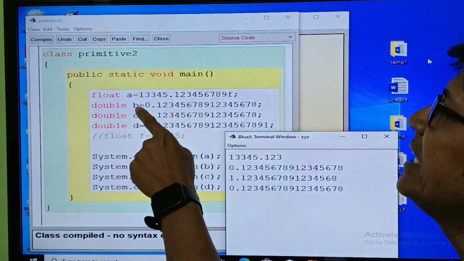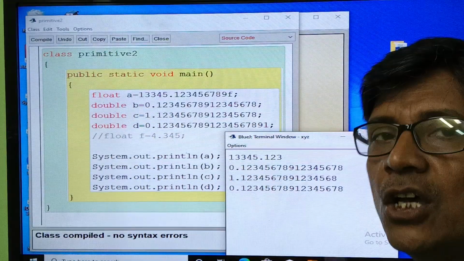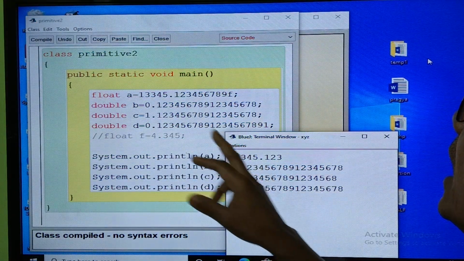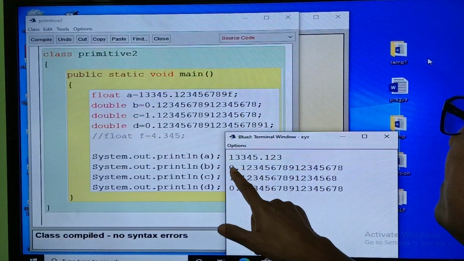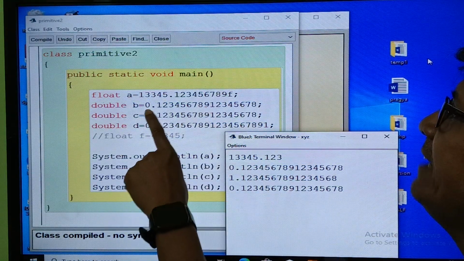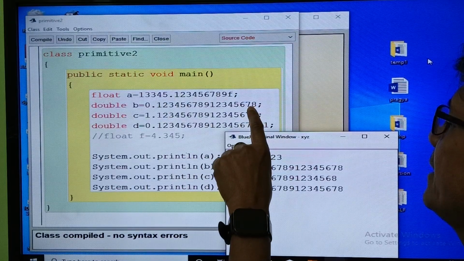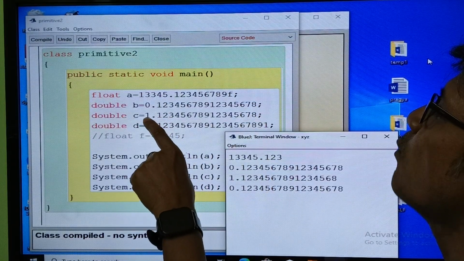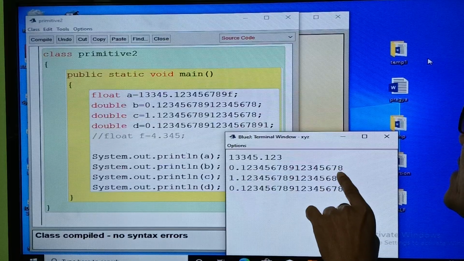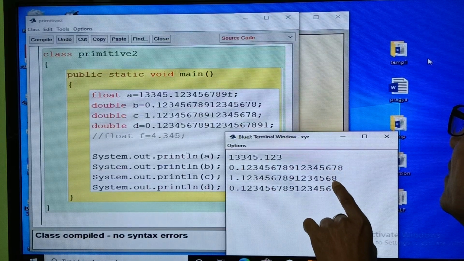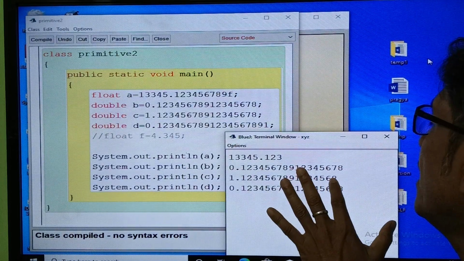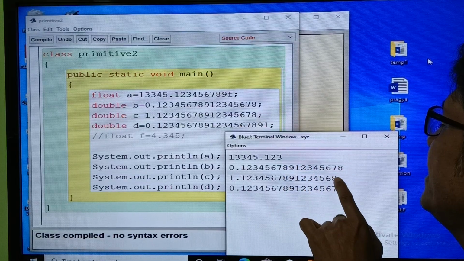Now double: you see B equals 0.1, and we are giving this many digits. Up to 8 digits, it has printed clearly. Whenever it is 0, it shows up to this much. But if you write 1 in the same number, you check this digit: this 7 is becoming 8. That means this digit is removed from the number and this one is increased.